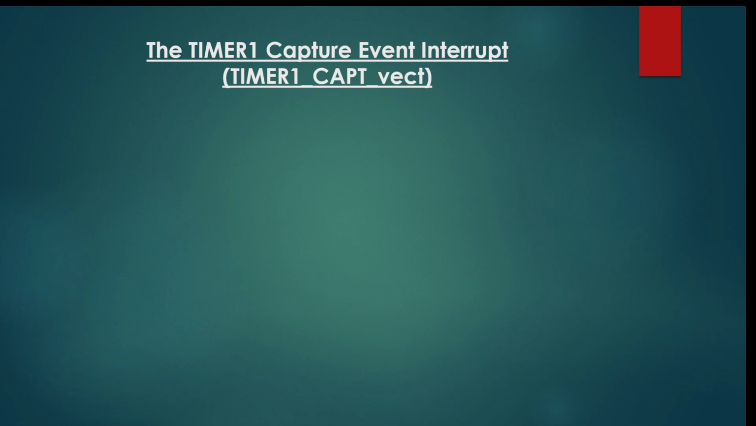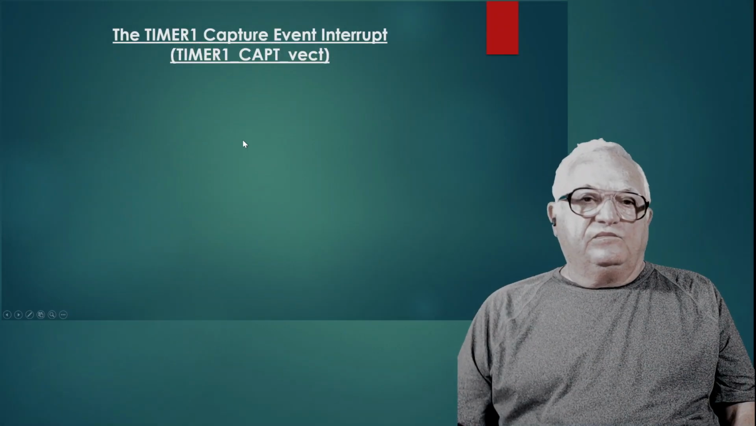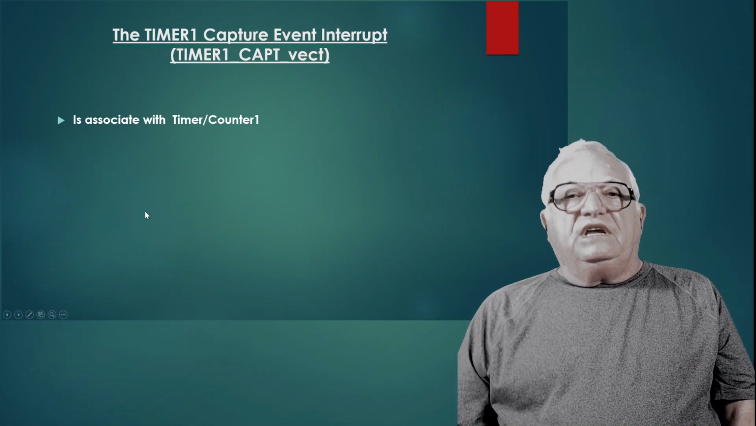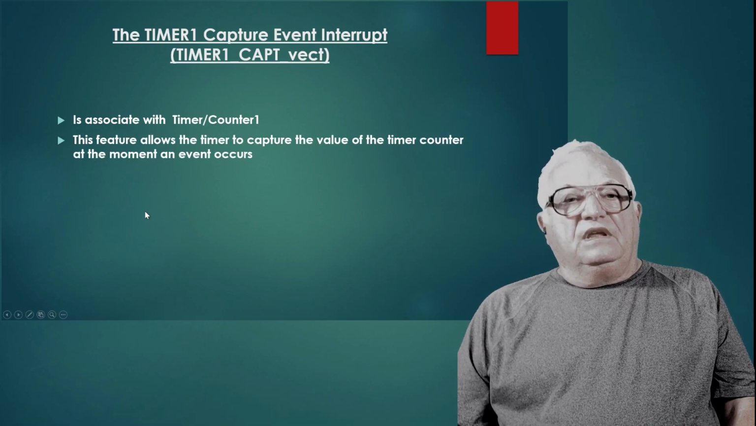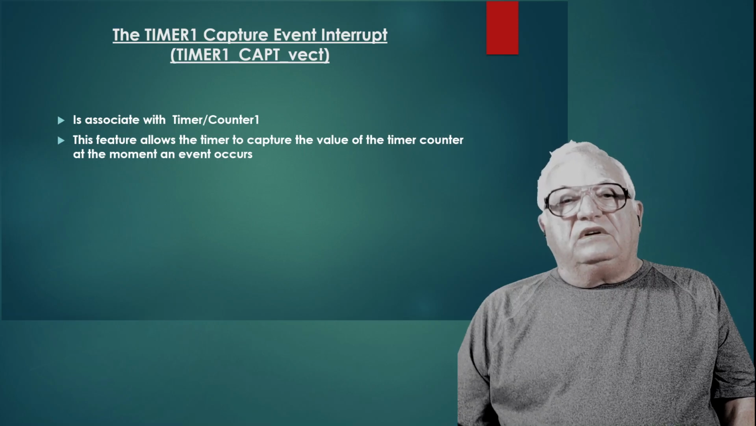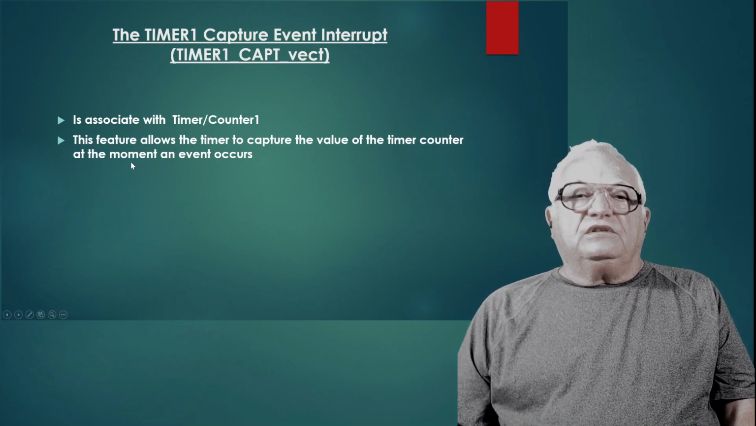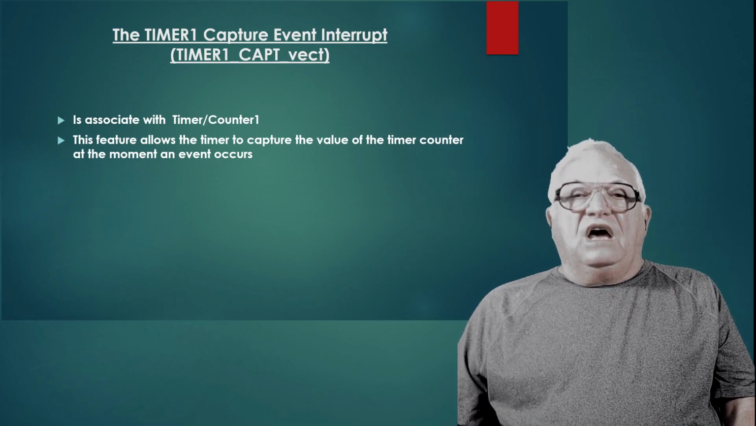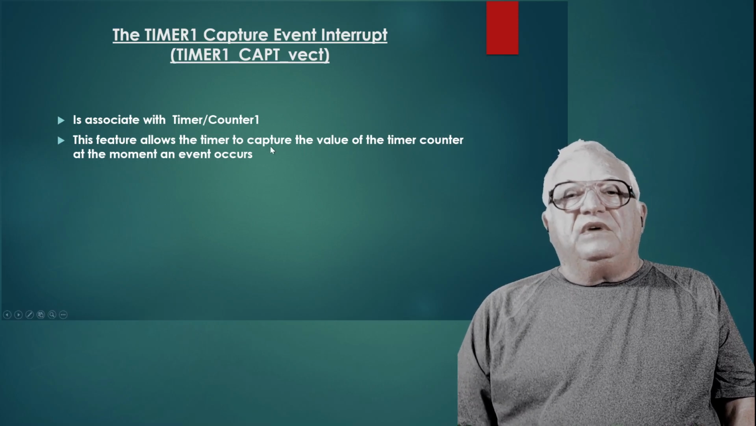So that was the end of the examples. Now let's talk a little bit about the timer capture event interrupt. That's the timer capture vector. This interrupt is associated with the timer counter. This feature allows the timer to capture the value of the timer counter at the moment the event occurs. So when the event that triggers the interrupt occurs, you capture the timer value.